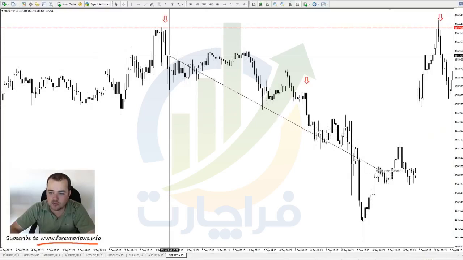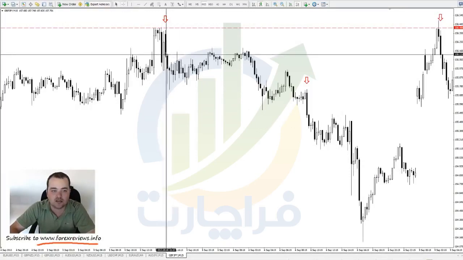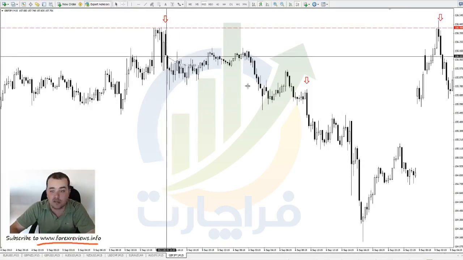And I'll just show you my reasoning for getting out of this pair. Well, first off, we had this pin bar and we had quite a few bullish candles down here. But because it had broken up underneath these pins, I knew that it was trying to go higher. All right. Now, I think I got about 70 pips out of it from what I remember.